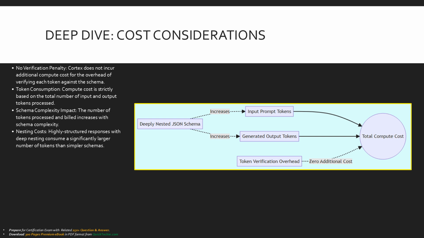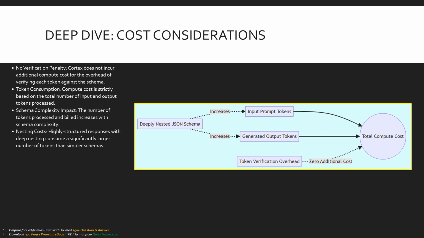On the left, we have the two primary cost drivers: input prompt tokens and generated output tokens. These combine to form your total compute cost. Now, look at the bottom node representing token verification overhead. As indicated by the dashed line, this operation adds 0 additional cost to your bill.